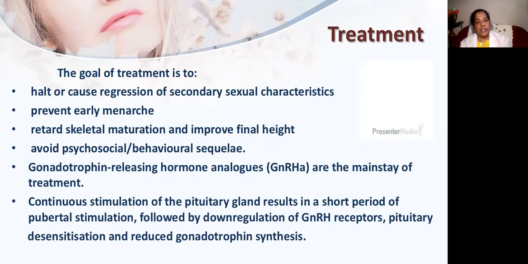GnRH analogs are the mainstay of treatment. Continuous stimulation of the pituitary gland results in a short period of pubertal stimulation. But after this, it is followed by downregulation of GnRH receptors, pituitary desensitization, and reduced gonadotrophin synthesis. And this is the basis for gonadotrophin releasing hormone analog treatment in such cases.